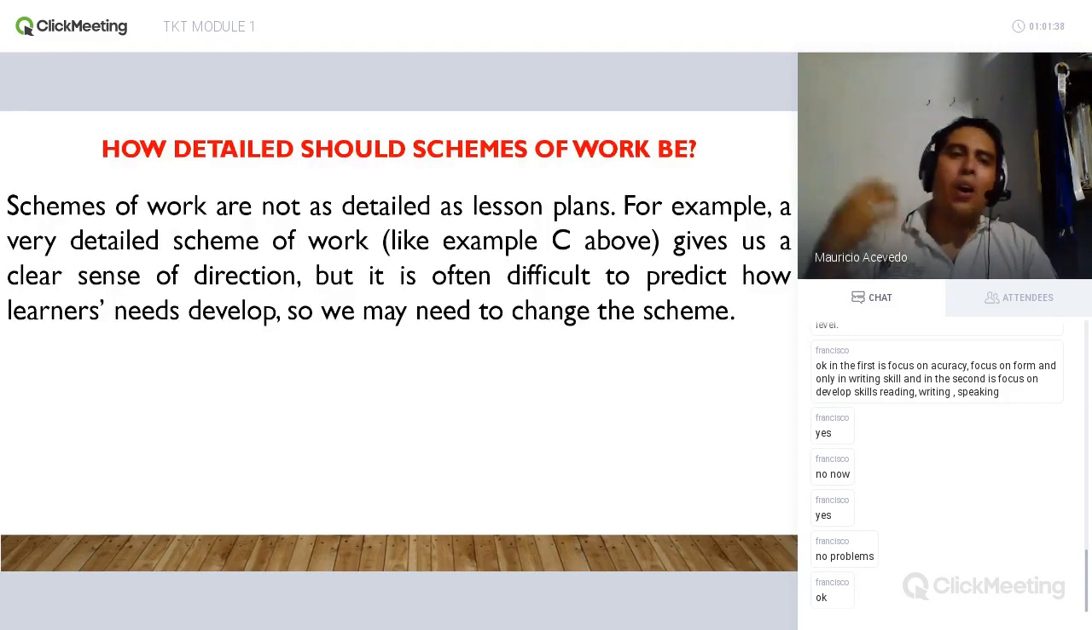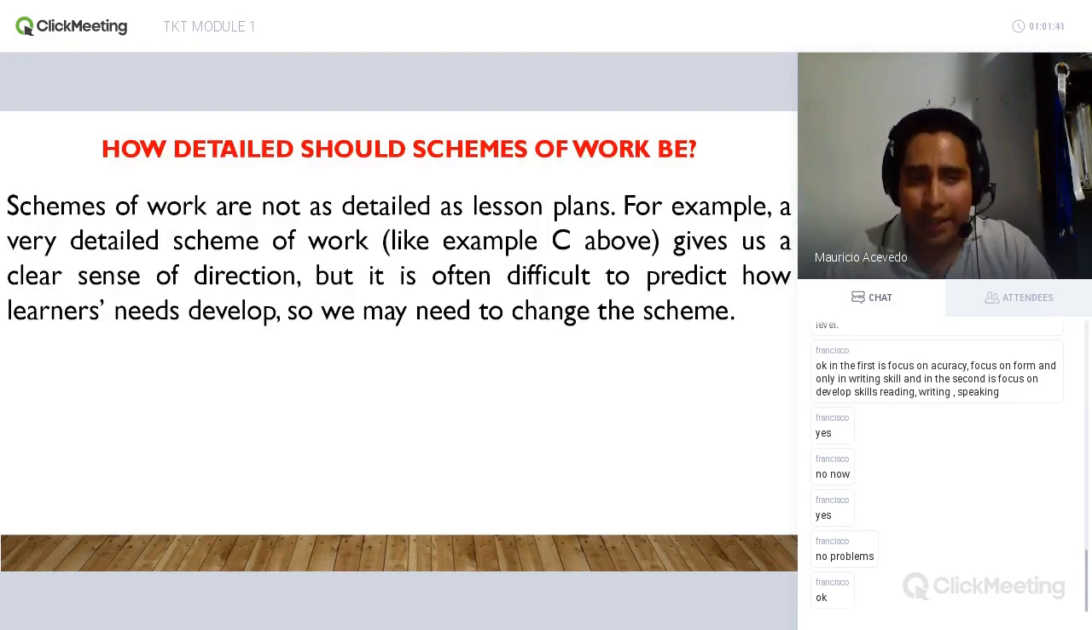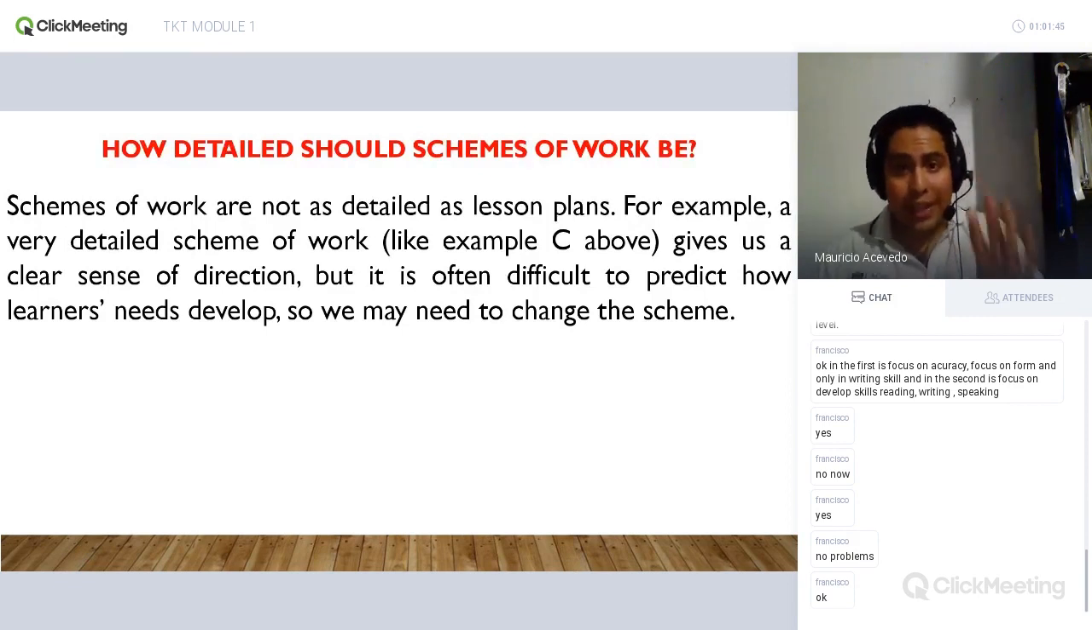All right. Now, how detailed should a scheme of work be? Schemes of work are not as detailed as lesson plans, so please don't get confused, Francisco. Schemes are not lesson planning. Schemes are another way to help you to organize your sequence of lessons, but that's it. They are not lesson plans.